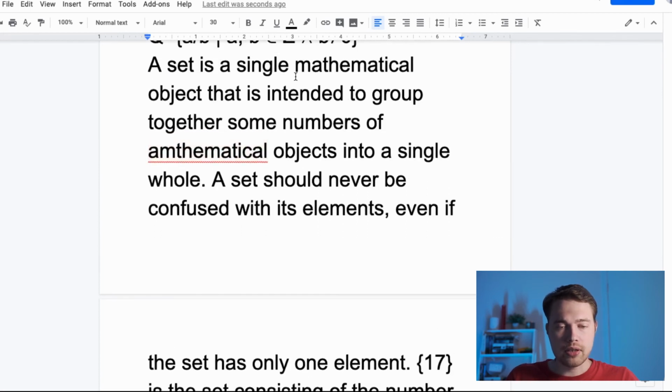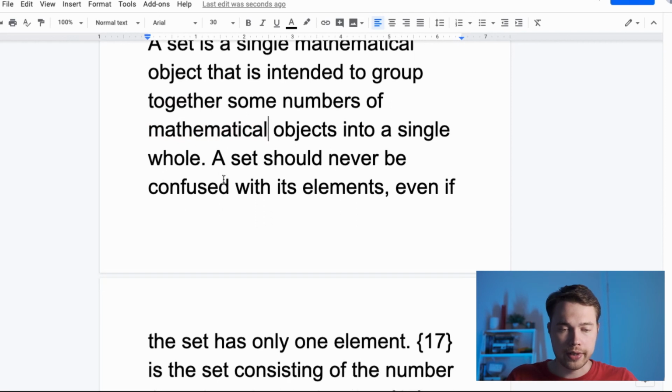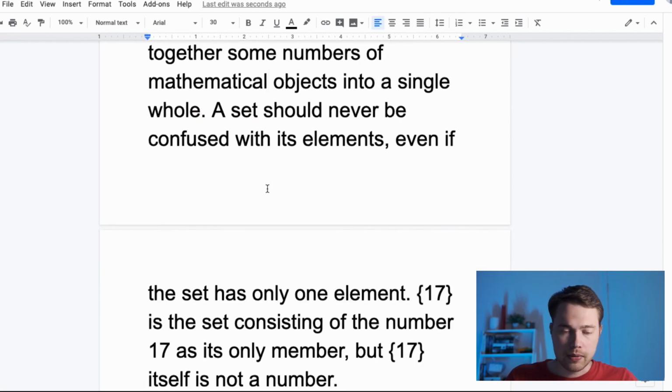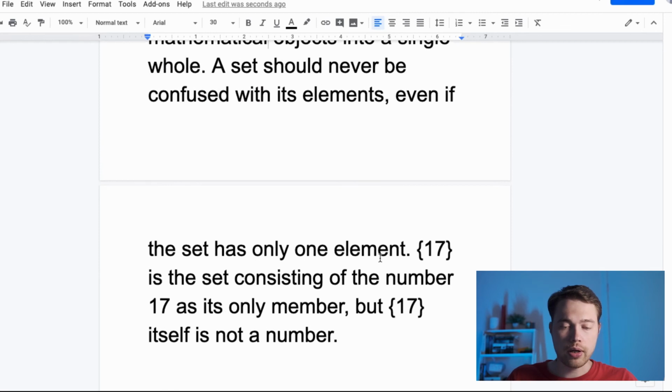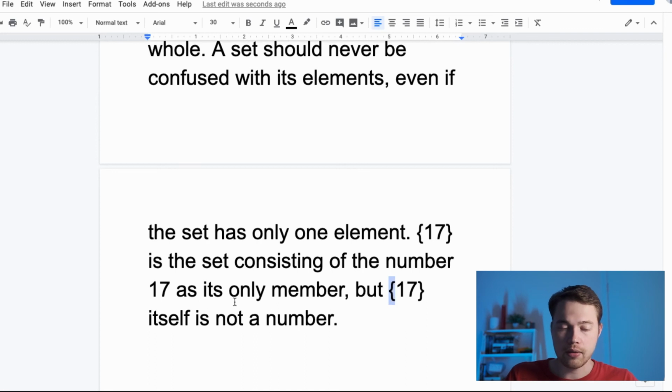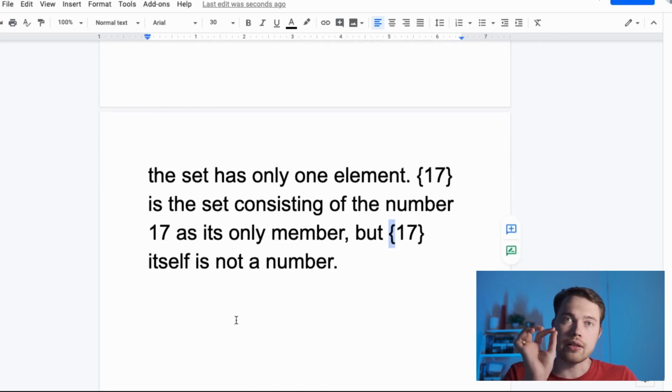A set is a single mathematical object that is intended to group together some numbers or mathematical objects into a single whole. A set should never be confused with its elements, even if the set has only one element. So, for example, 17 in braces is the set consisting of one number, 17, as its only member. But 17 in braces by itself is not a number. It is a set which has only one number, but it's not a number. It's a set. Whew. Okay, moving on.